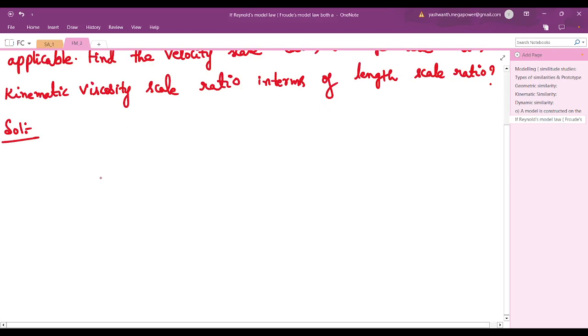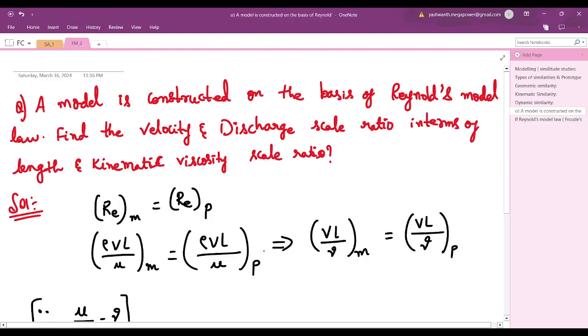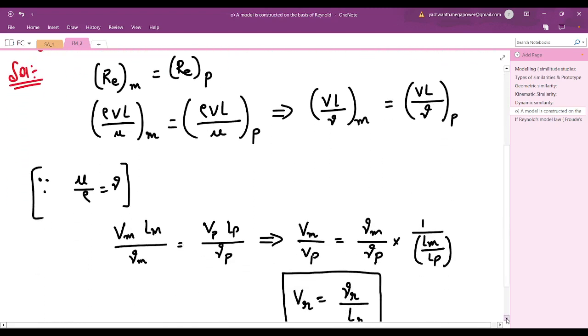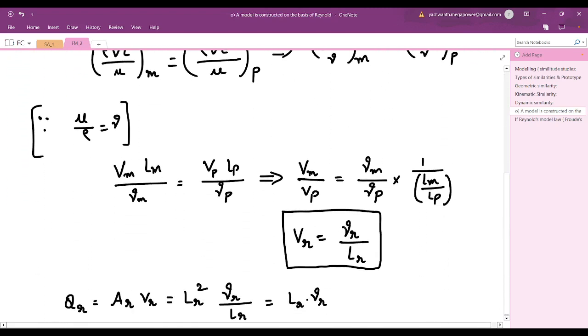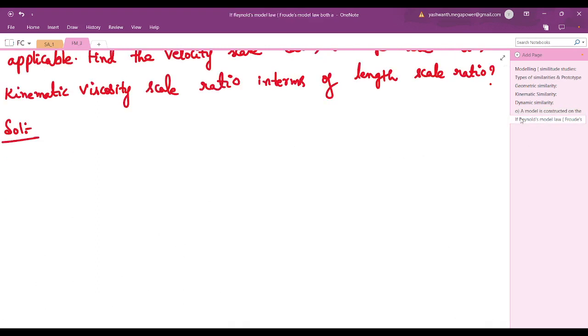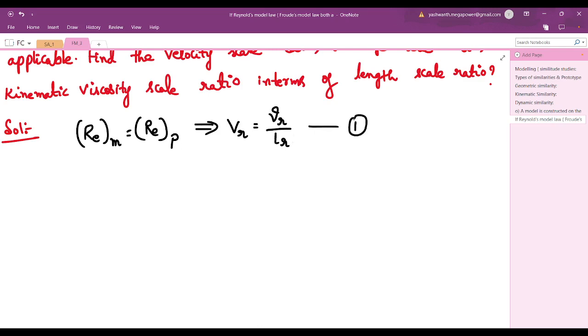So see, first step of this question is same as that of previous question. So without much explanation, straight away I'll write this step. Whatever we got in our previous question, that is VR is equal to nu R by LR. That I'll take up. It was mentioned that Reynolds number of model is equal to Reynolds number of prototype. So from this straight away we can write velocity scale ratio is equal to kinematic viscosity scale ratio by length scale ratio. Can I write like this? Let this be 1.